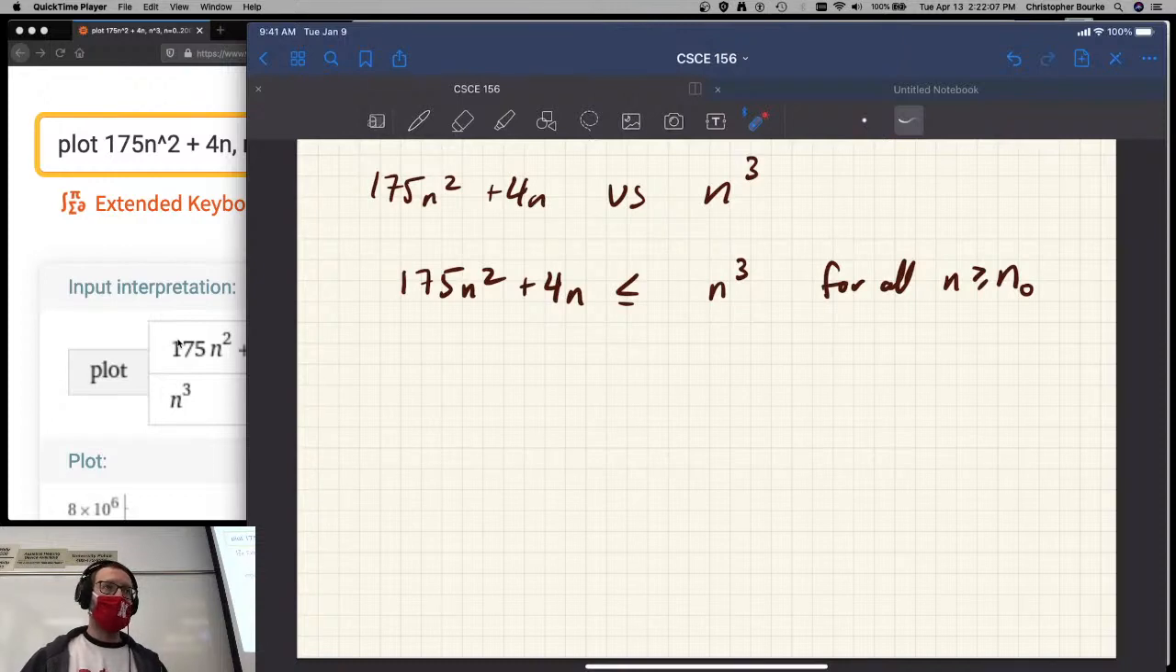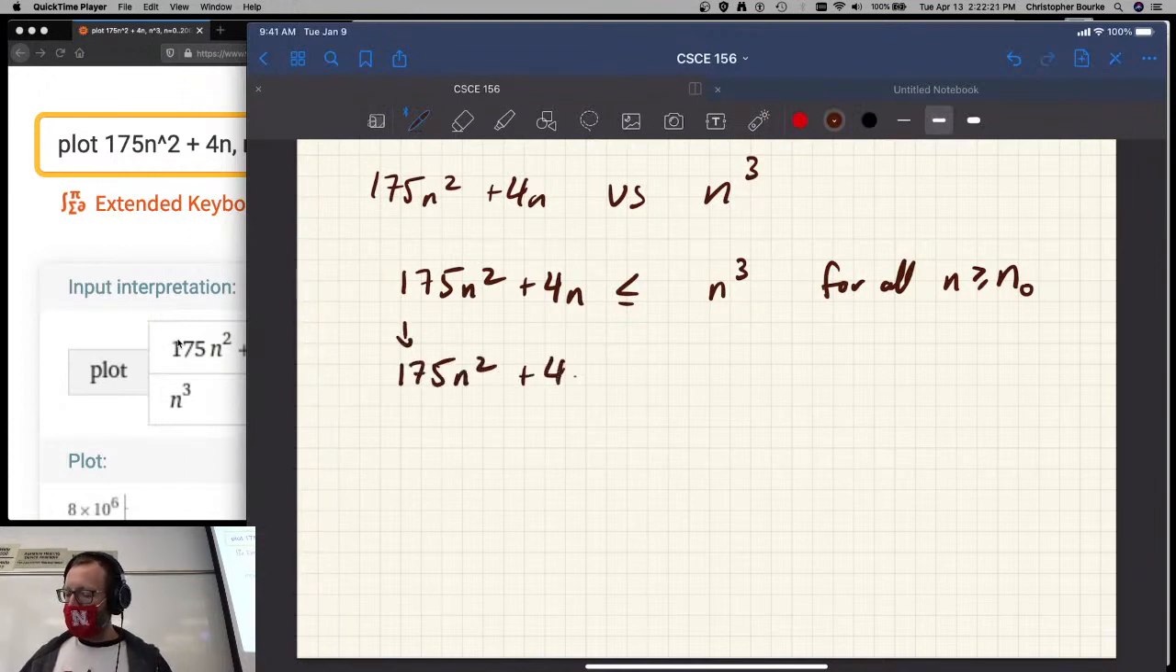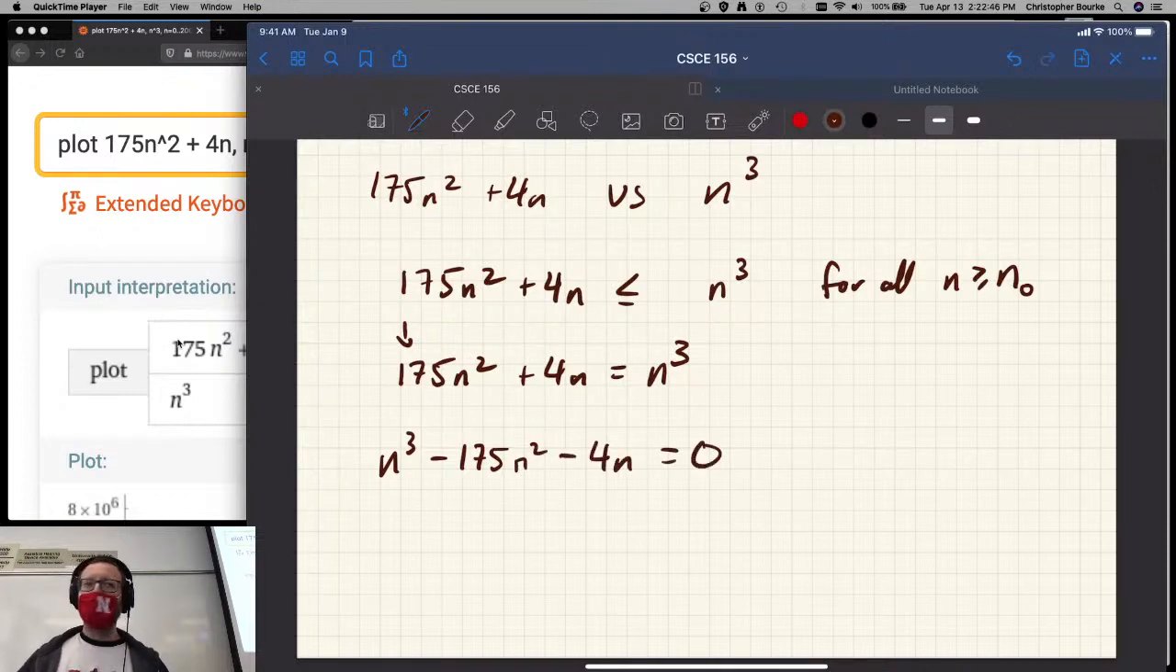It's an inequality, and so I can set it to an equality to tell me when the thing on the right-hand side is equal to the thing on the left-hand side. So let's go ahead and transfer it into an equality. At the same time, let me make it a little bit more familiar by collecting everything onto one side. I'm going to take these two terms and move them over here. And what am I left with? N cubed minus 175 n squared minus 4n is equal to 0.